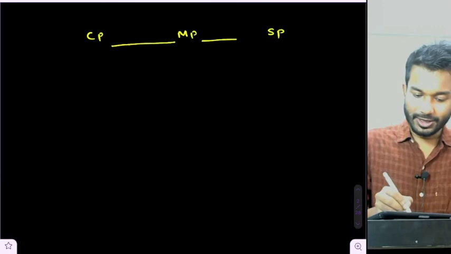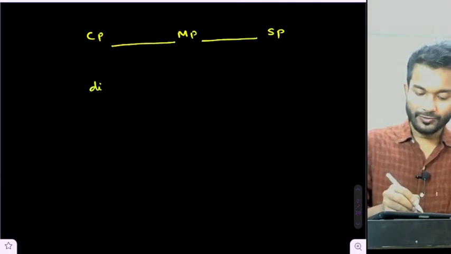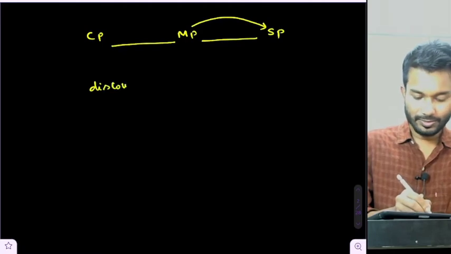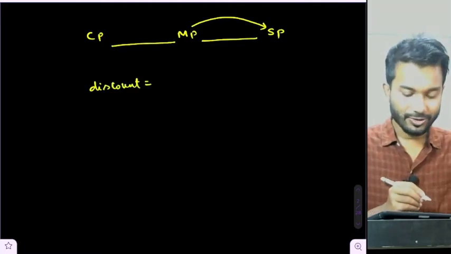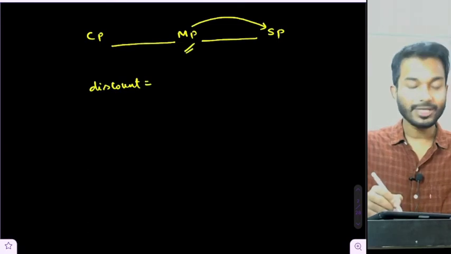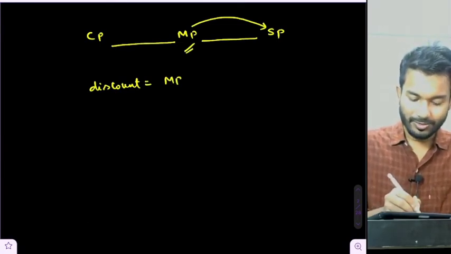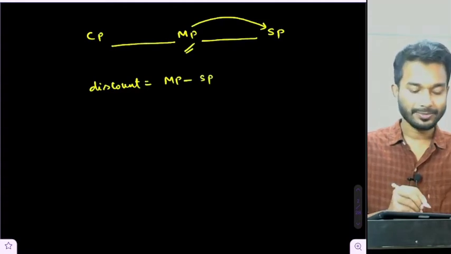First of all, there is a term known as discount. Discount is from where to where? From mark price to selling price. Larger minus smaller. If I ask you the question, which is larger, mark price or selling price? Definitely the sticker he will put will be more. So which will be our what? Mark price minus selling price.